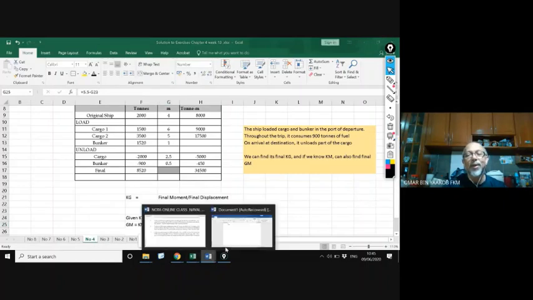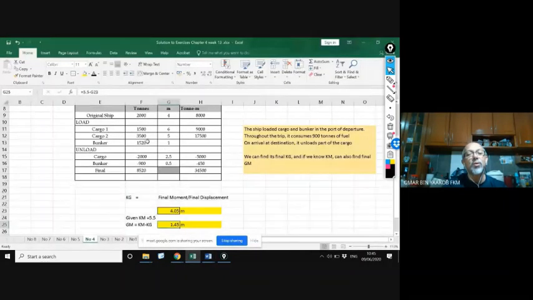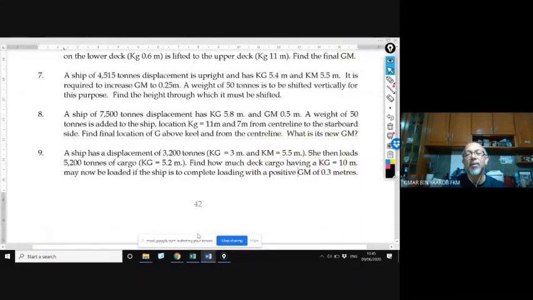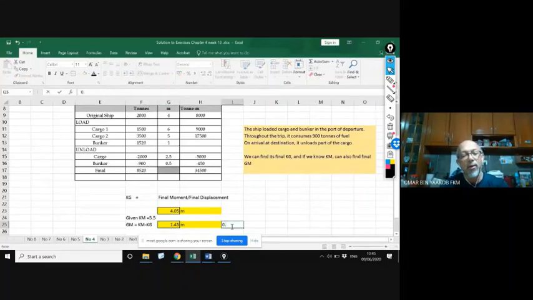What was the value just now that they asked? Okay, 0.3 meters, right? But for one of these, you don't know the height where it is going to be added. How much does that cargo weigh, in kg? Maybe it is loaded if the ship is to complete loading with a positive KM. So you have a table like this. You set this one to be 0.3, right?